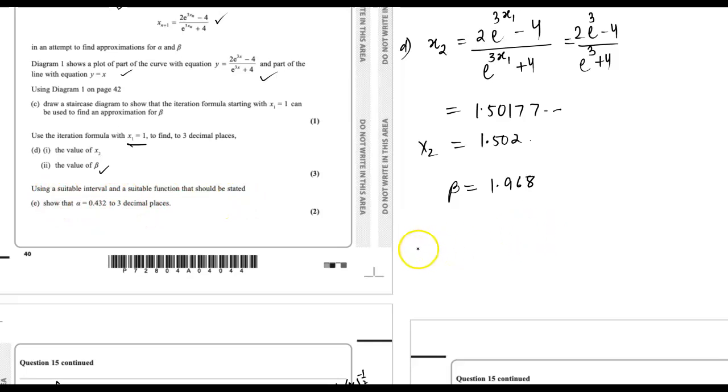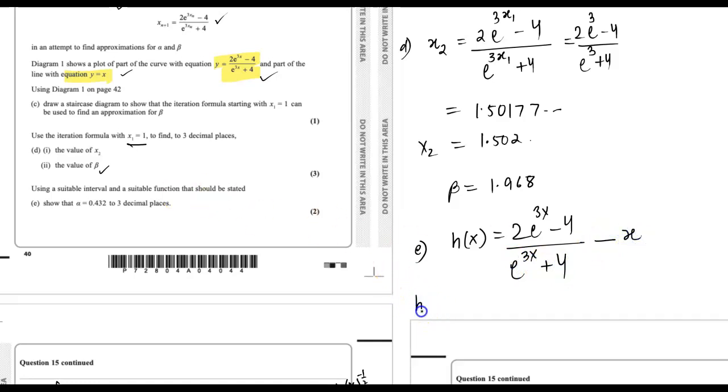Okay, now after this we have to do the last question using this. So for E part, let's quickly do E part. So we have the equation given and the equation of the line given. So can we say our function h(x) is 2 e to the power 3x minus 4 over e to the power 3x plus 4, minus x. Now let's find h.